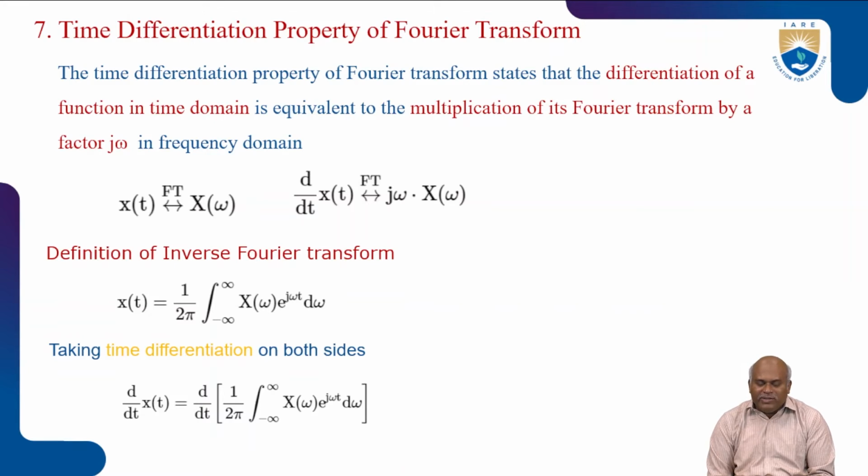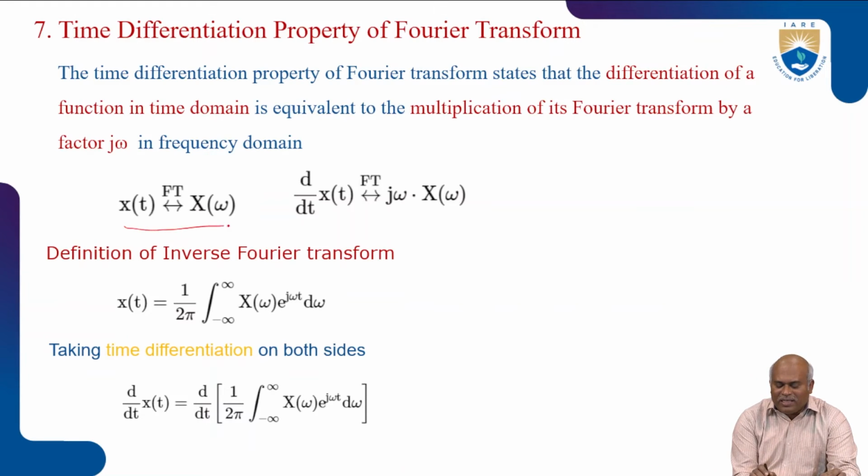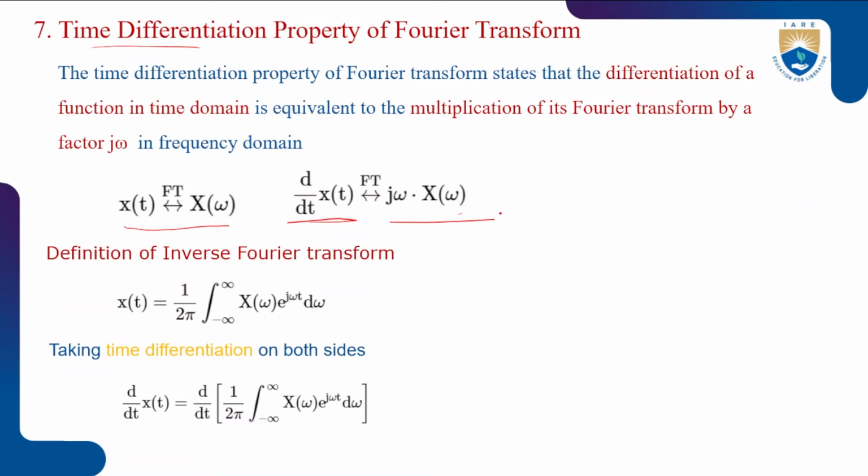Now, take the Fourier transform of x of t as X of omega. Then the inverse Fourier transform gives x of t. Now, what does this property do? Time differentiation property: we differentiate the input with respect to time, d by dt x of t. Its Fourier transform produces the output j omega X of omega.